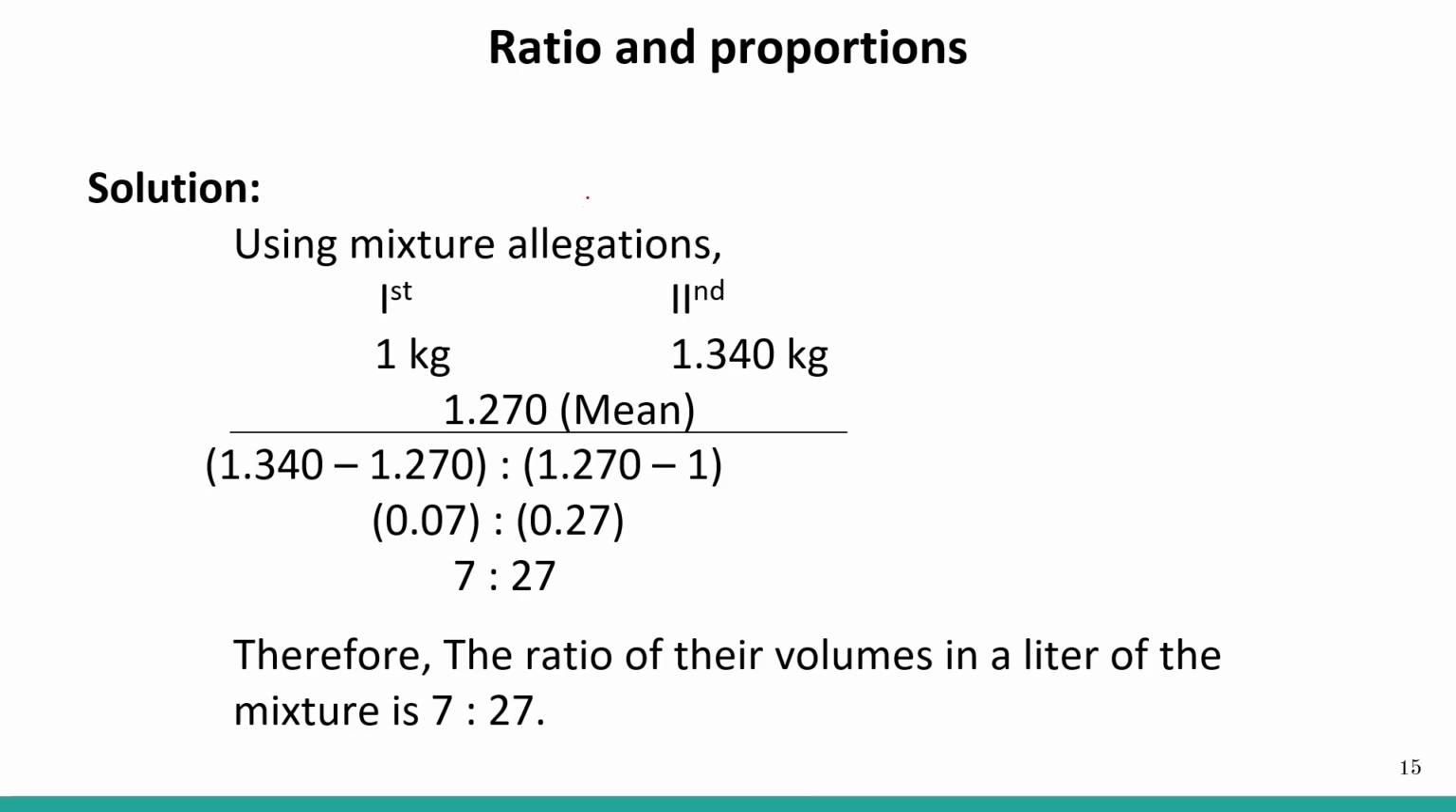So using mixture alligation, we can say that the first is equal to 1 kg and the second is 1.340 kg, with 1.270 as their mean. 1.340 minus 1.270 is to 1.270 minus 1. That is 0.07 is to 0.27. So 7 is to 27 will be the required ratio.